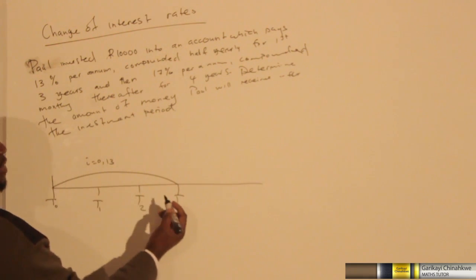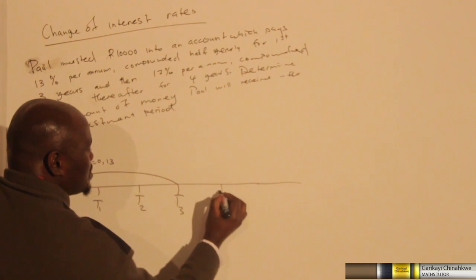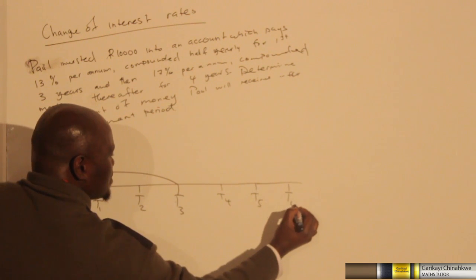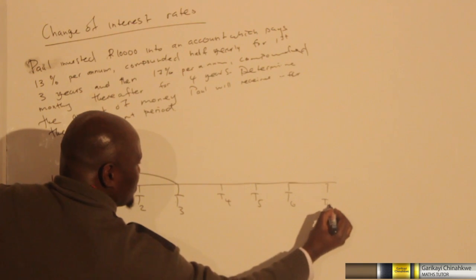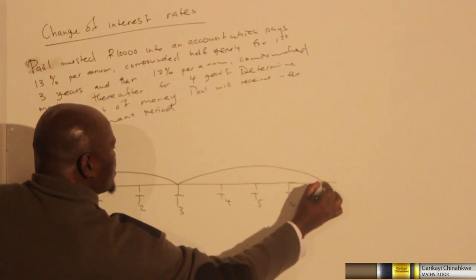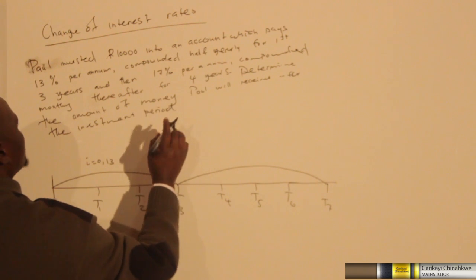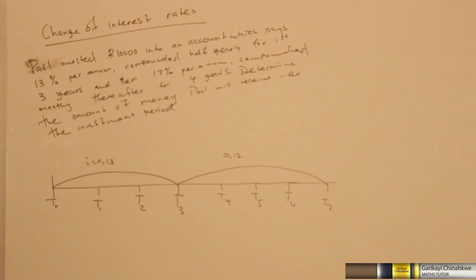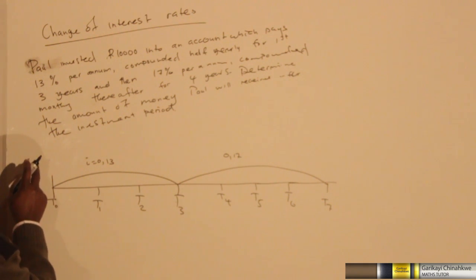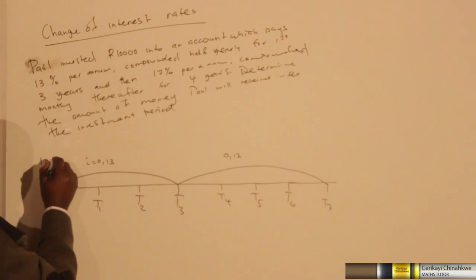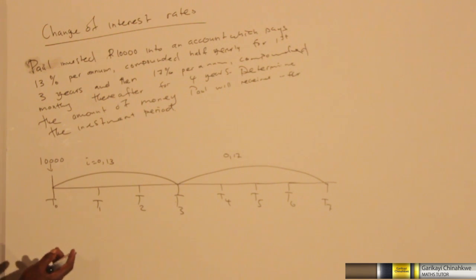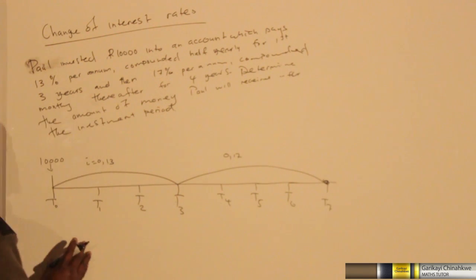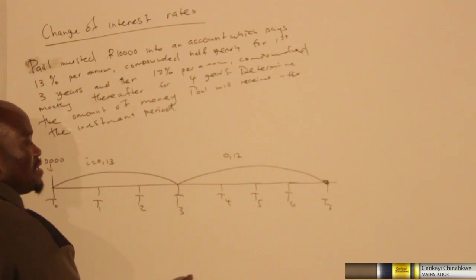Then this is 1, 2, 3. Then for the next 4 years, it is T4, T5, T6, and then T7. So for the next 4 years, it's paying 17%, so it's 0.17. So how do you work it out? Paul invested 10,000. This is the 10,000 that he invested. Now, how much is he going to receive at the end of the investment period? The investment period is 7 years. So how do you calculate it?